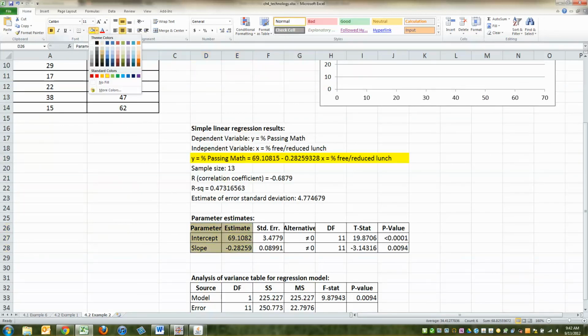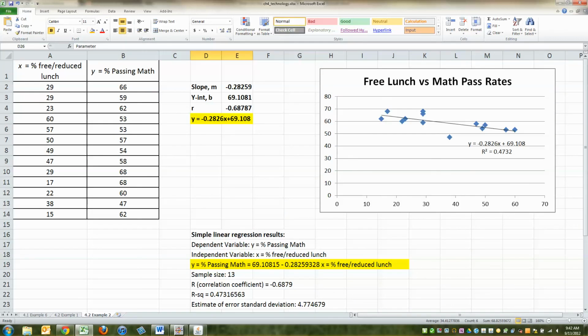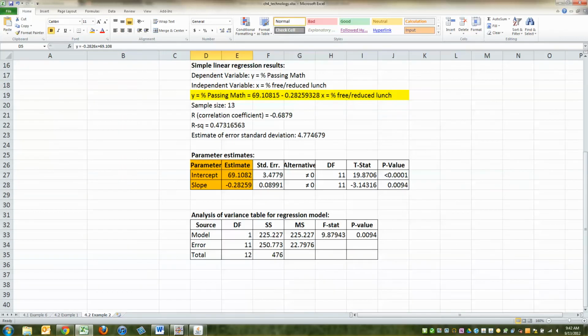Actually, I'm going to color these differently. These were the stepping stones to come up with the equation. So those are orange, but the answer is actually the yellow part. And just in case you didn't notice, there's the correlation coefficient right there.